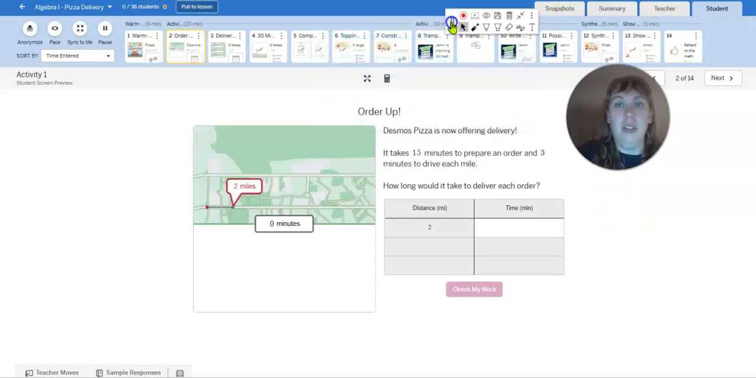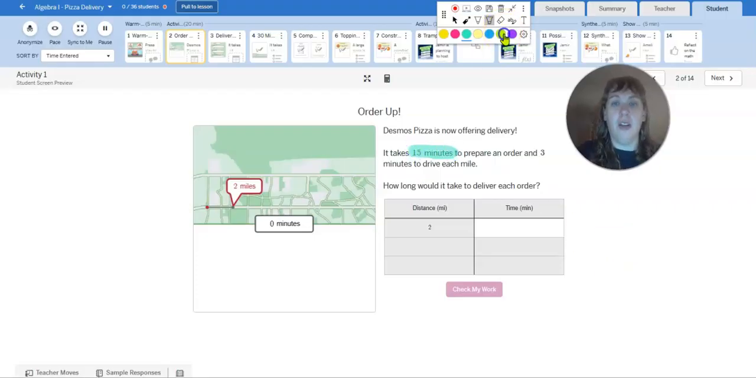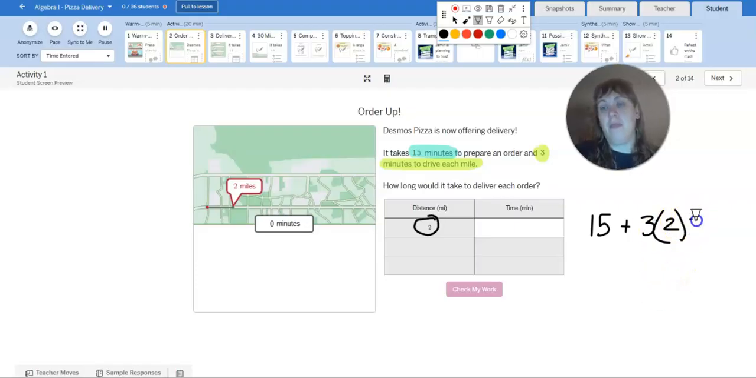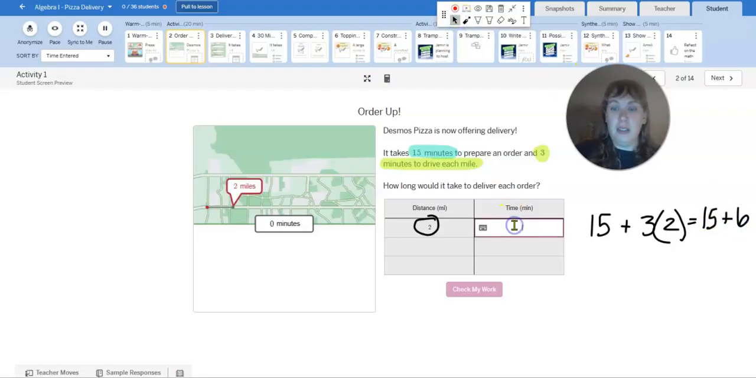And on slide 2, it says Desmo's Pizza is now offering delivery. It takes 15 minutes to prepare an order and then 3 minutes to drive each mile. How long would it take to deliver each order? So the first order is going 2 miles. So we're going to do 15 minutes because that's how much it takes to prepare the pizza. And then 3 minutes to drive each mile. So we're going to do 3 times 2 since we're driving 2 miles. 3 times 2 is 6. So we have 15 plus 6, which gets us 21.